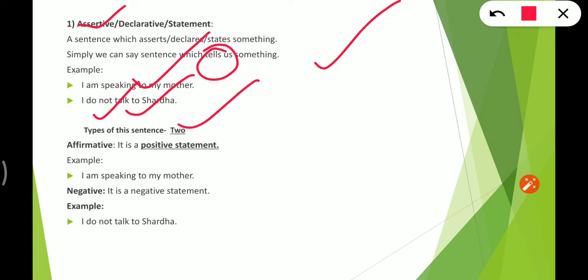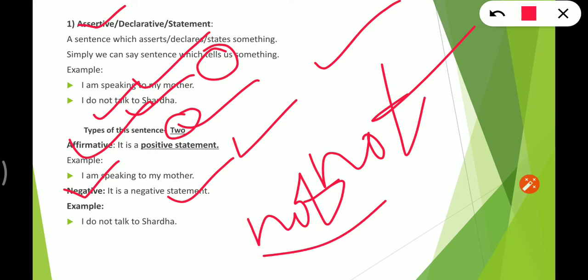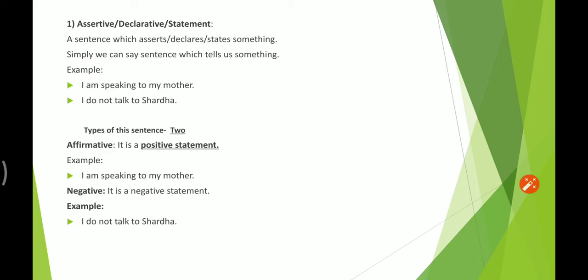Now here we have types of assertive sentence. There are two types, right? One is affirmative and the other one is negative. Affirmative is a positive statement, right? Positive means there is no "not." And negative is a negative sentence, meaning it has "not" in the sentence, or it tells us something in a negative way. I hope it is clear. As examples, "I'm speaking to my mother" is an affirmative sentence, in a positive way. And "I do not talk to Shraddha" is an assertive sentence in a negative way, right? I hope it is clear.